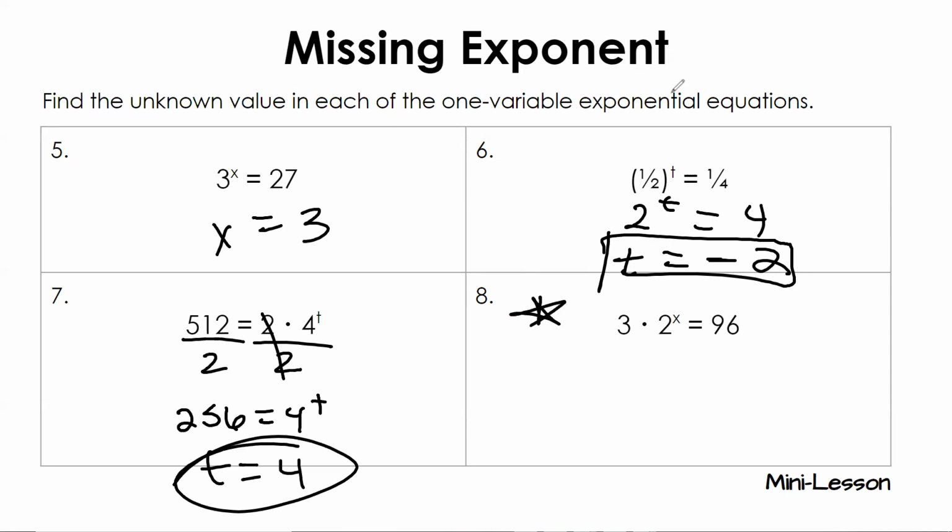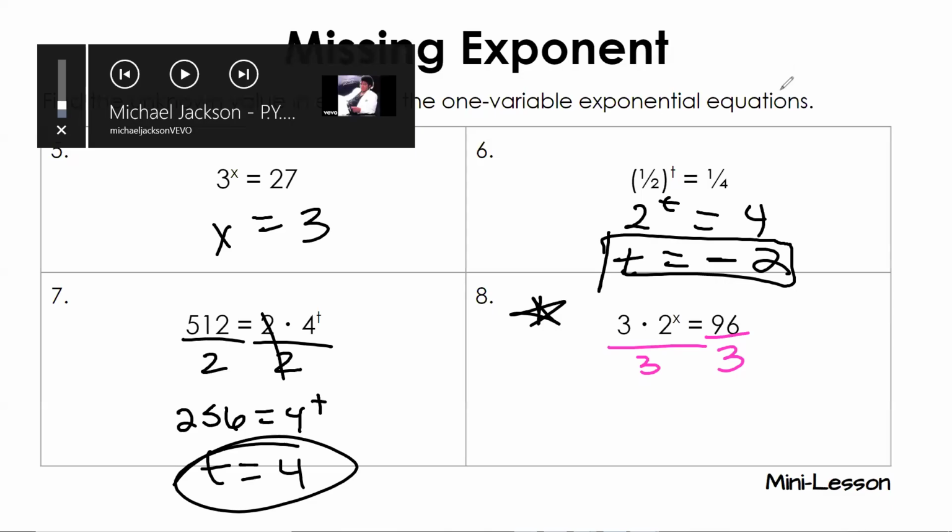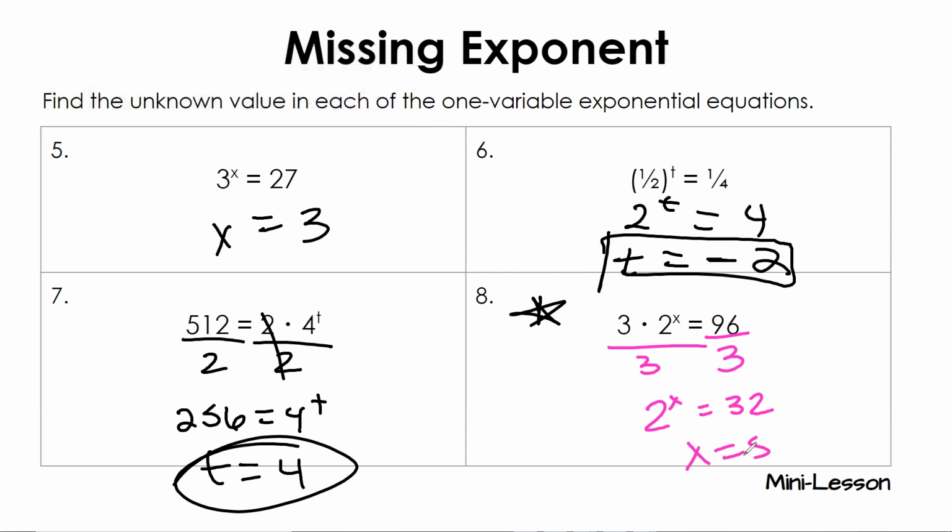Can you try number 8? Dividing by 3. And so that's going to give me 2 to the x equals 32. 2 to what power gives us 32? 5. Ta-da! Questions? Okay.